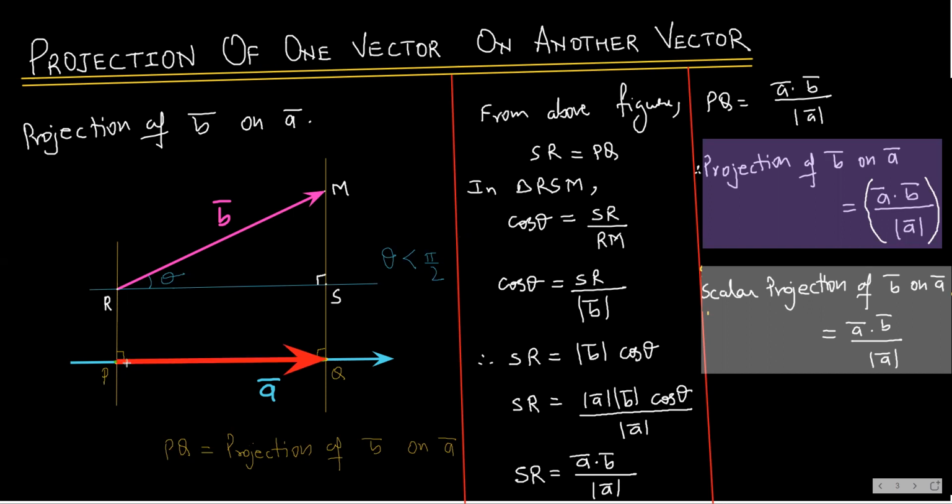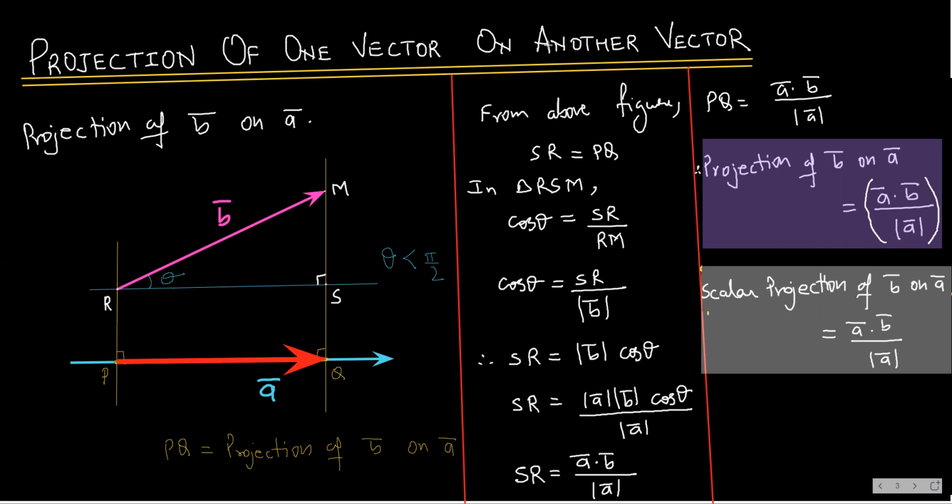This is the vector projection of B bar on A bar. So now I want to find PQ bar. Earlier I found only PQ. Now I want to find vector PQ, that is vector PQ bar. How do I find vector PQ bar?